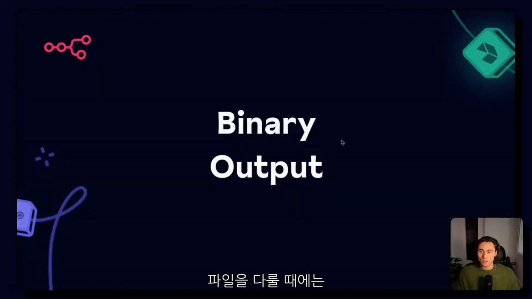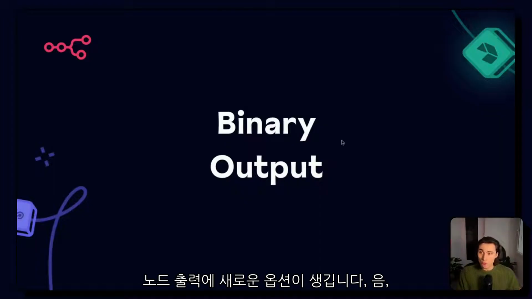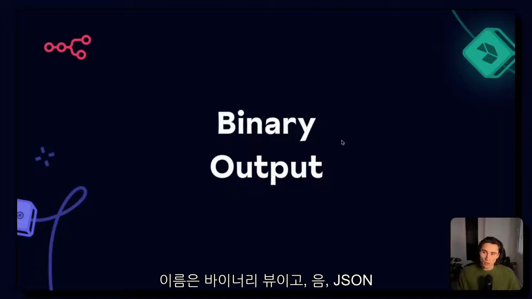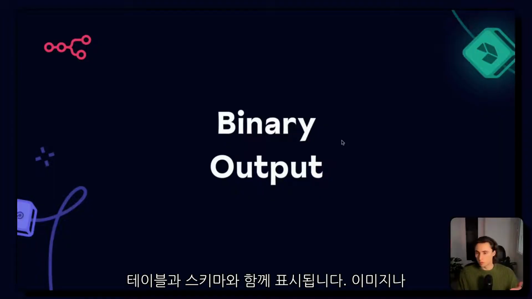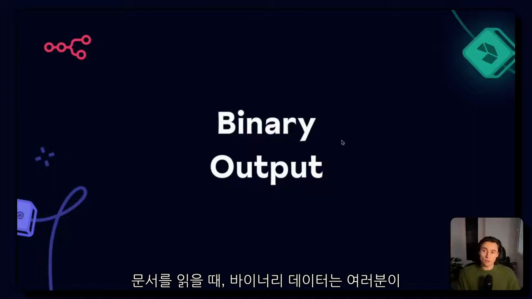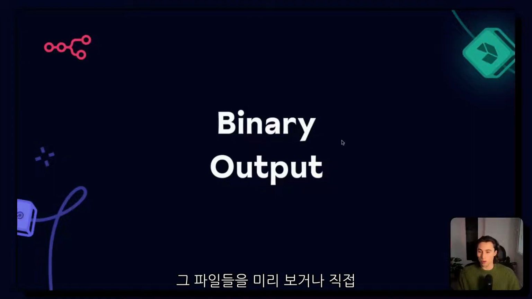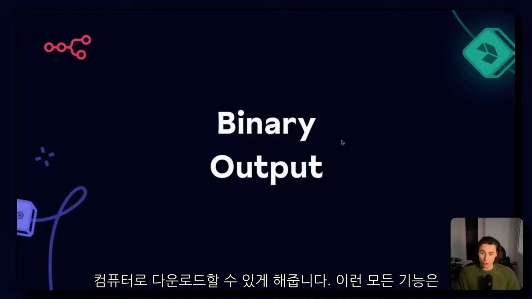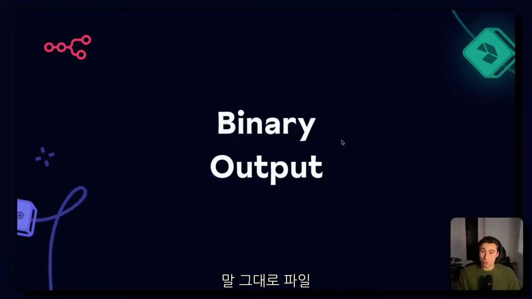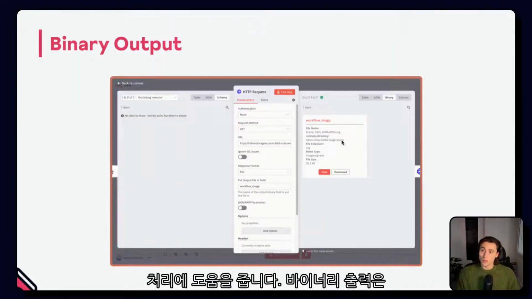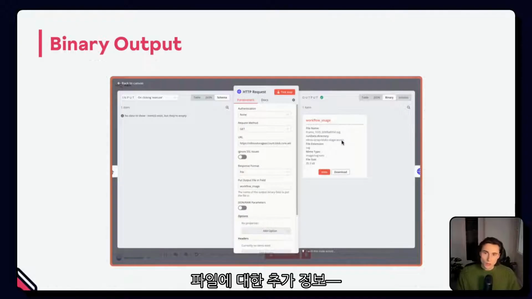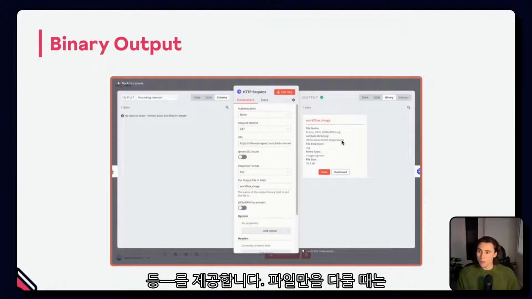When dealing with files, the node output will have a new option called binary view, alongside JSON, table, and schema. When reading images or documents, the binary data will let you preview or download those files directly onto your computer. All of this will help with handling files. The binary output will give you additional information about the file: name, directory, file type, size, etc. When dealing only with files, the table, JSON, and schema views will be empty.